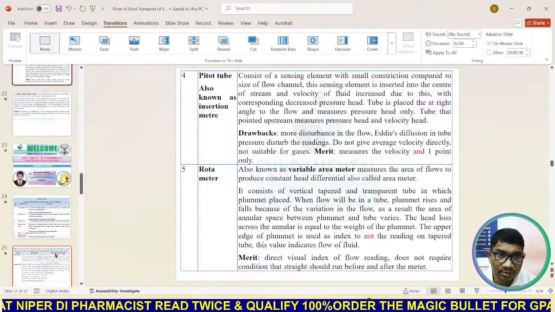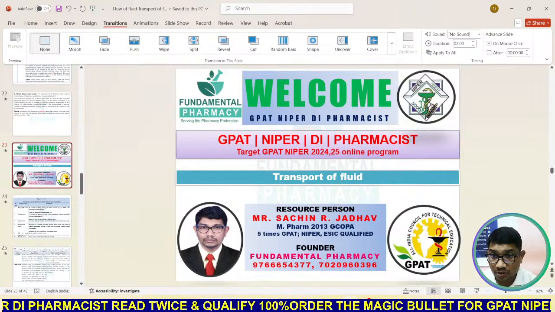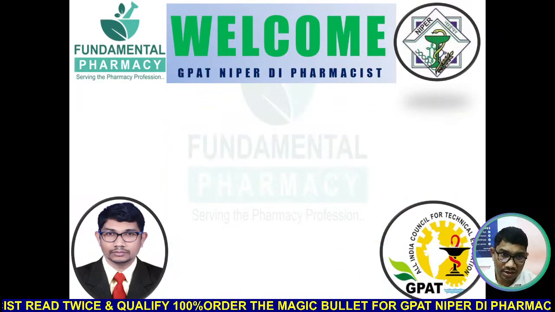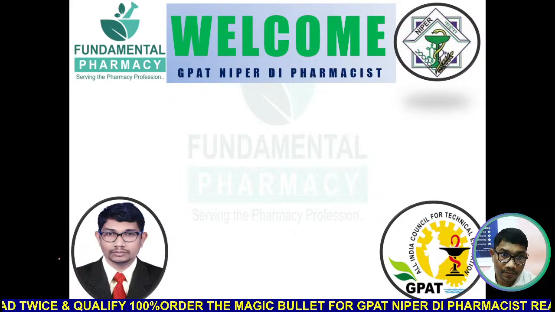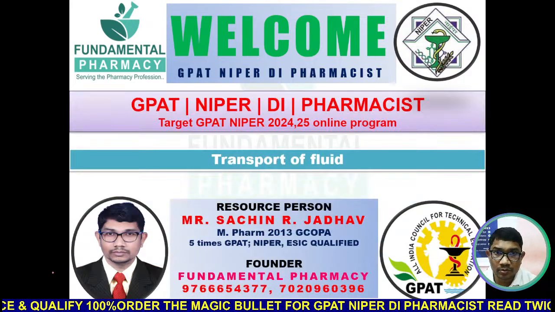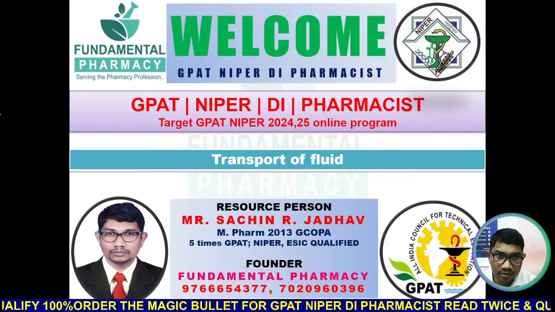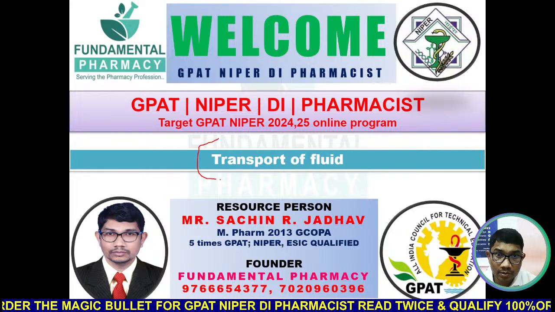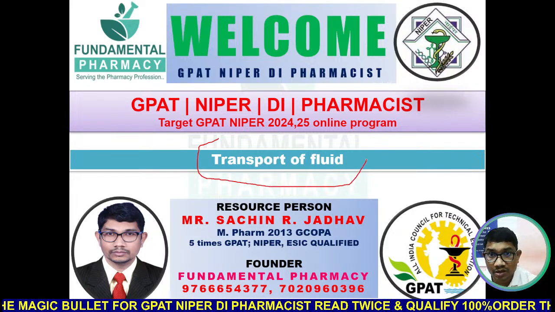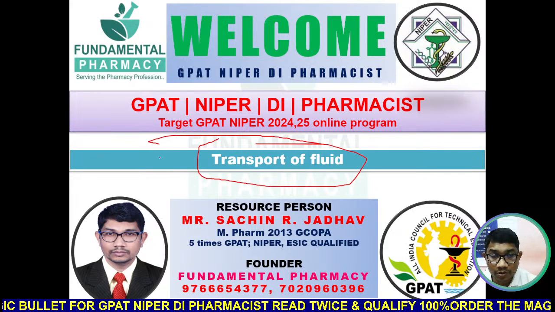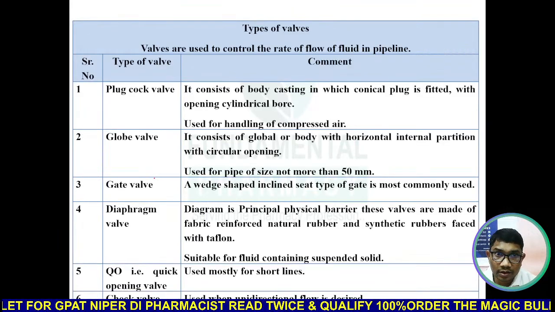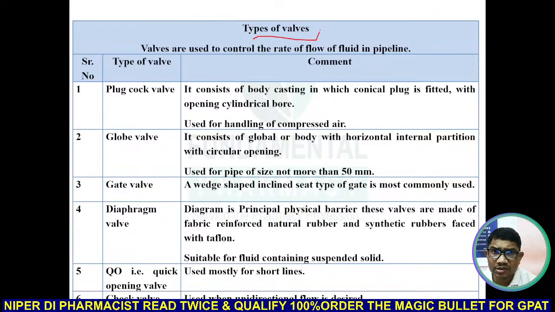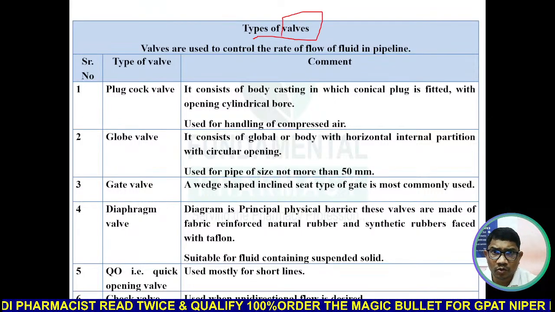After that, the next chapter is transportation of fluid. Transportation of fluid means, it is nothing but to carry, movement of fluid from one place to another place. Transportation of fluid, right? So again, what is a valve? Valve means क्या होता है? Valve is used to control the flow of fluid.